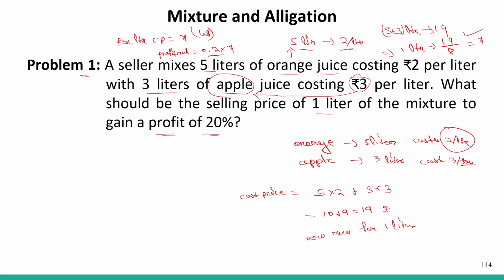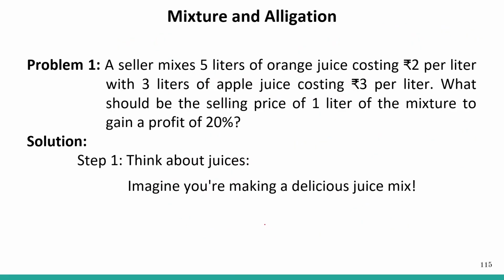So the profit amount is equal to 0.2 into X, so it will be 0.2 into 19 by 8, right? But what will be the selling price? Selling price is equal to CP, cost price, plus profit. So this will be equal to 1.2 into 19 by 8, that is 1.2 into X. So it will be 12 into 19 by 8. So this much will be the selling price. Let's go forward and see the step-by-step solution.